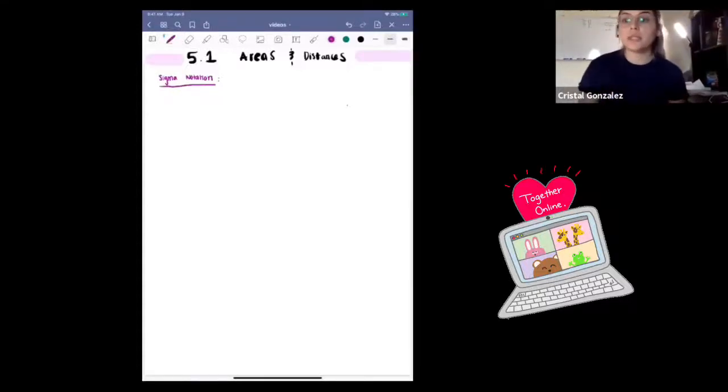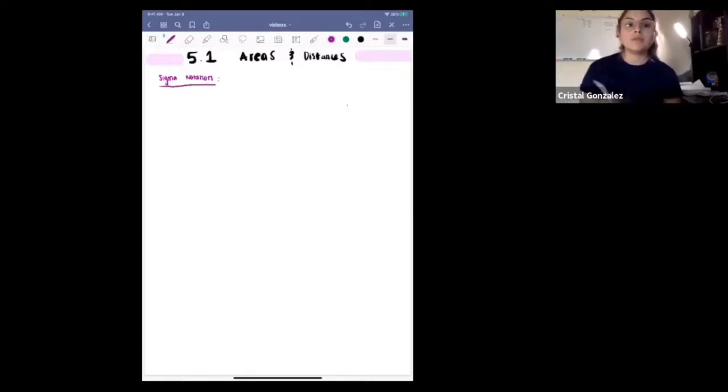Okay, hi everybody. So today we're going to start 5.1, which is all about areas and distances. In this section, what we're really going to do is take a look at a function, any function, and then try to find the area under the curve. So that's our goal for this section: to look at a function and some bounds and see if we can find the area under that curve. And I'll show you what that means in just a second.